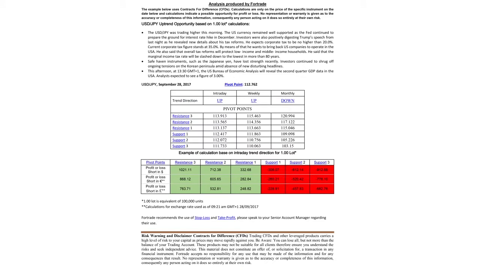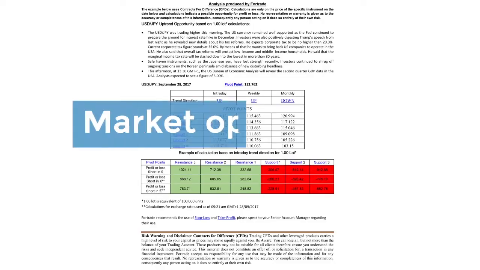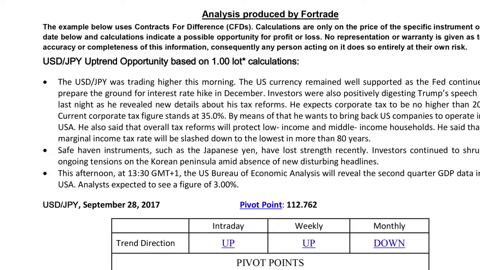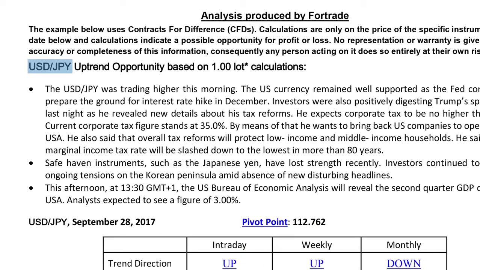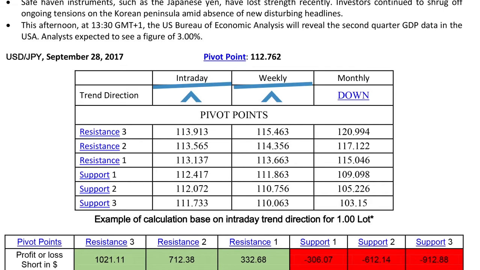Now I will explain how you can enter a trading position as suggested by our market opportunity. Today's market opportunity is showing that the US dollar Japanese yen currency pair is likely to go up during the day and in the medium term. In the long term, expectations are that the price will go down. So let's go back to what we can expect for today. That is, to focus on the intraday column.